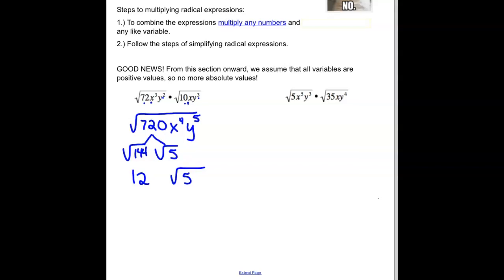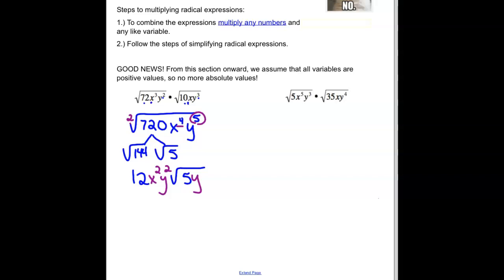Looking at our x's, we have 4 of them. We are doing groups of 2 since we're square rooting. So out of those 4 x's, we can make 2 groups of 2 with none left over. For the y's, we have 5 of them. Again, we're doing groups of 2, so we can take out 2 full groups. 2 groups of 2 uses up 4 of those y's. We have 1 left over inside.